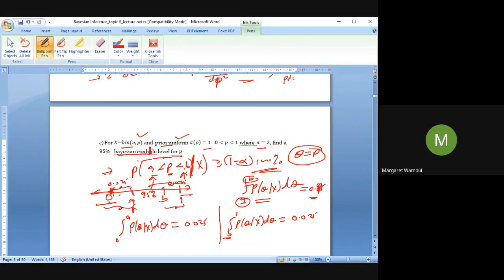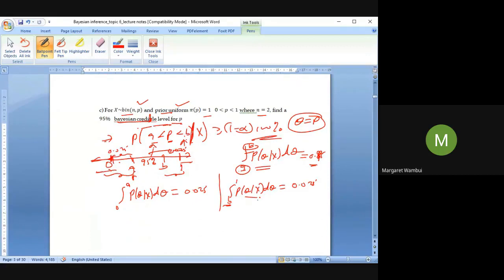So all I need to do is to go through this. If I go through this, I will be comfortable and I'll be able to get the credible level for P, given you are moving from 0 to 1, and the observed value n is equal to 2, but X is general. In this case, you've not looked for the value of X. It is actually a general issue.